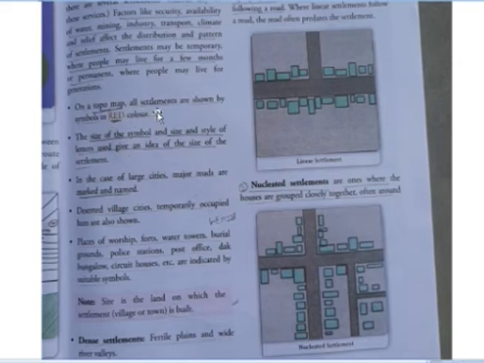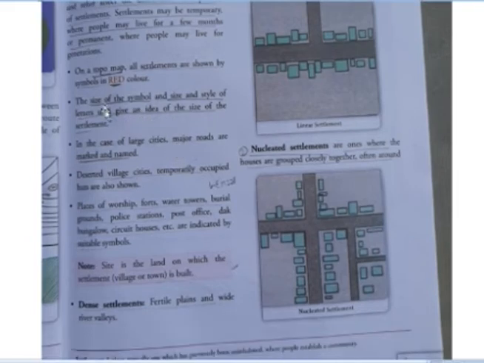On the topo map, all settlements are shown by symbols in red color. So all the settlements, mostly the man-made features, are represented by red color. The size of the symbol and the size and style of letters used give an idea of the size of the settlement. In the case of large cities, major roads are marked and named.